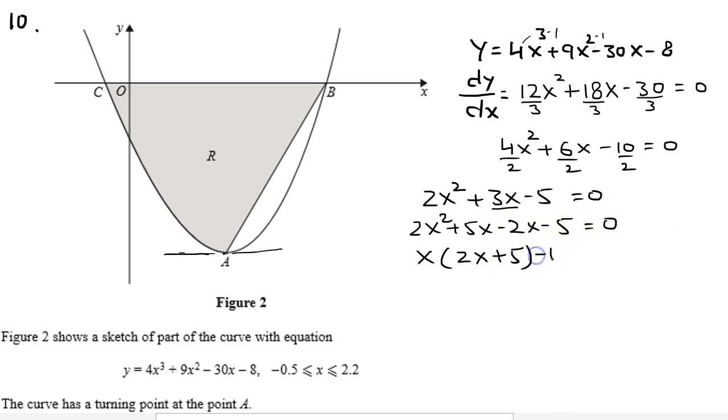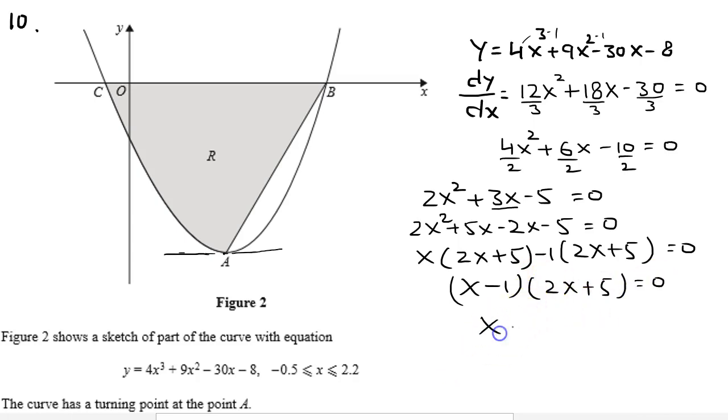Now nothing is common, minus 1 is common. So 2x plus 5, that is 0. So this is x minus 1 and 2x plus 5 is equal to 0. So x is equal to 1 and x is equal to minus 5 over 2. Now x is on the positive side, so x cannot have this value. So x is equal to 1. So that is the answer of the first part.